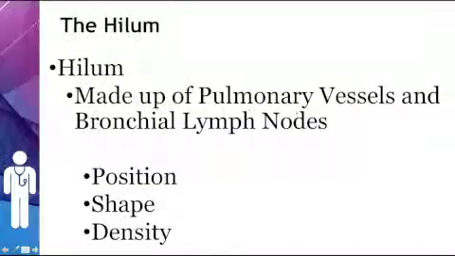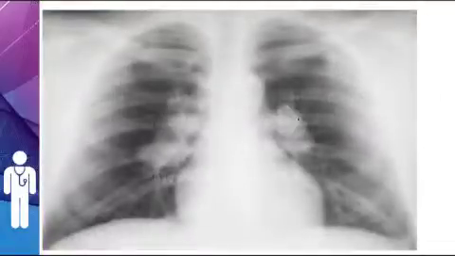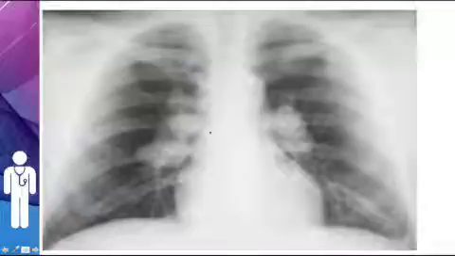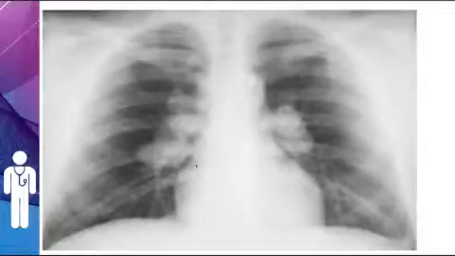So the hilum is generally made up of pulmonary vessels and bronchial lymph nodes, and it can vary in position, shape, and density. Here's an example of when its density and position is not quite right. There's bulky lymphadenopathy bilaterally, and this is an example of sarcoidosis.